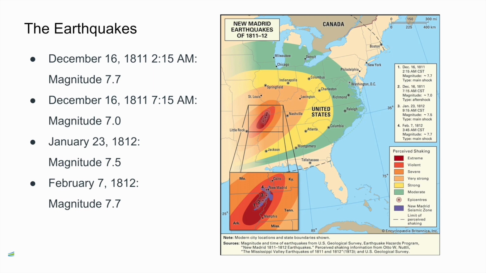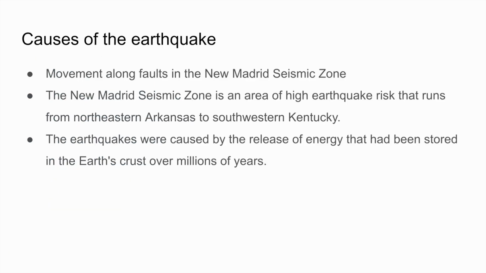So the earthquakes that happened, in order: the first one was on December 16th, 1811 at 2:15 a.m., and that earthquake had a magnitude of 7.7. The second earthquake happened also on December 16th, 1811, but at 7:15 a.m., and had a magnitude of 7.0. The third earthquake happened on January 23rd, 1812, and had a magnitude of 7.5. And the fourth earthquake happened on February 7th, 1812, and had a magnitude of 7.7.